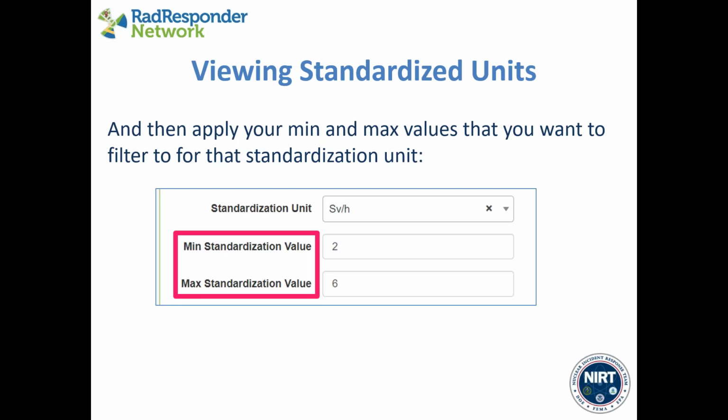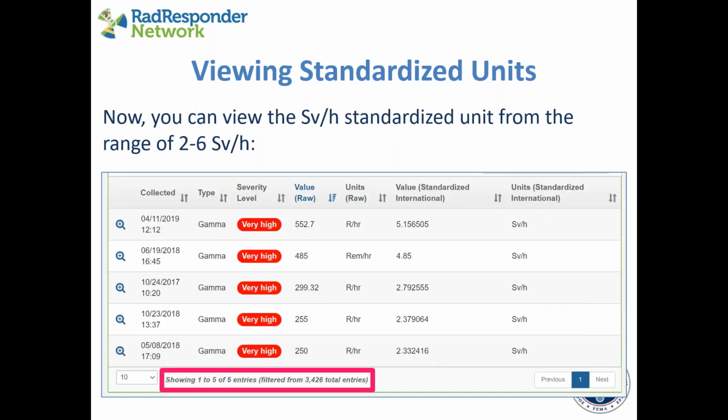These are the parameters I'm applying. And now you can see that the sievert per hour standardized unit from the range of 2 to 6 sieverts per hour is as follows. So only 5 entries out of the 3,400 plus entries meet this criteria.